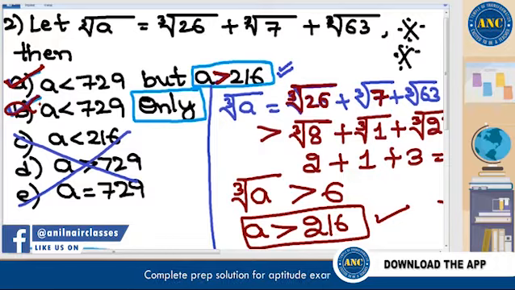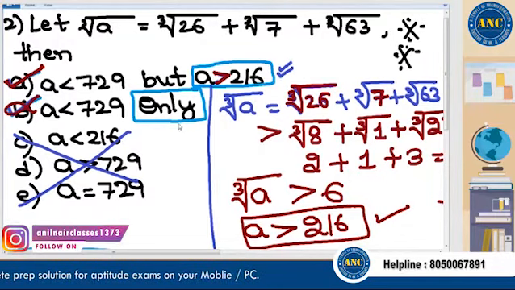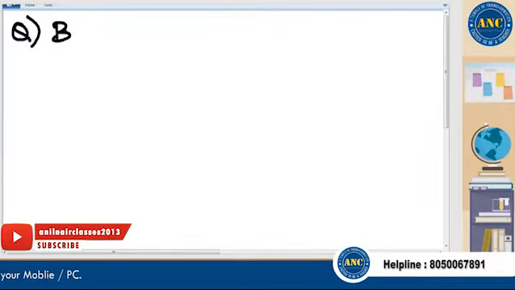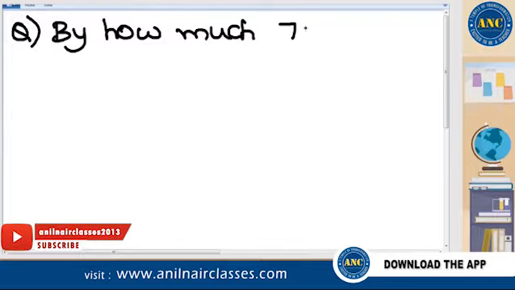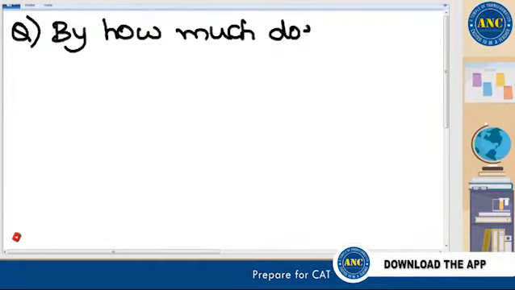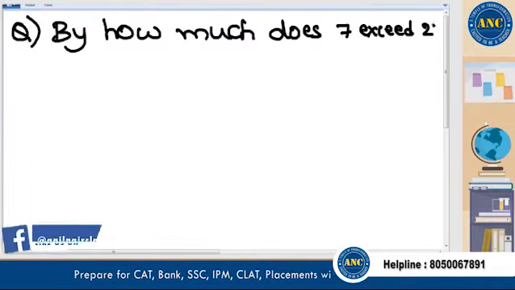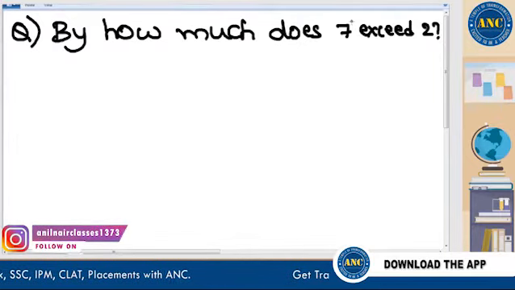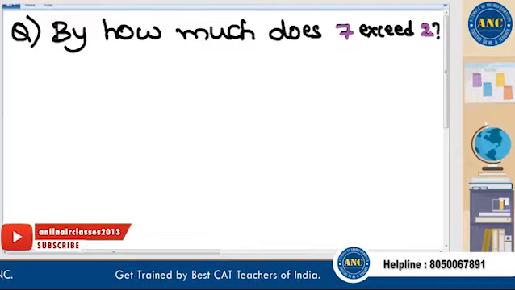Third question of today's class. Now see here, sir. Suppose for example, again a very easy question. Suppose your question is, by how much does 7 exceed 2? Right? If I write this kind of question, what is the meaning of this? 7 is greater than 2 by how many units? That is what they are saying in number system.